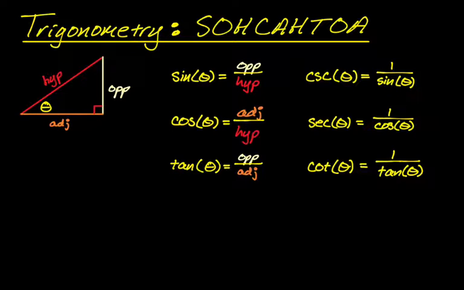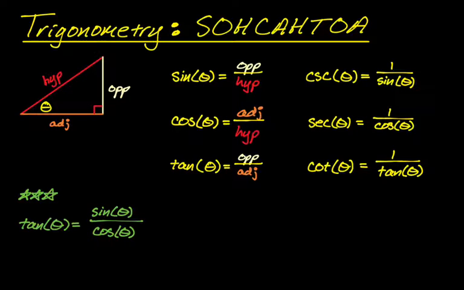Now, there's 2 other things that are extremely helpful to know, and they are that tangent is sine divided by cosine. You will use that a lot. That's called a ratio identity. And also, similarly, because cotangent is 1 over tangent, cotangent is cosine over sine. You'll be seeing both of those. You'll use them when you're solving problems.